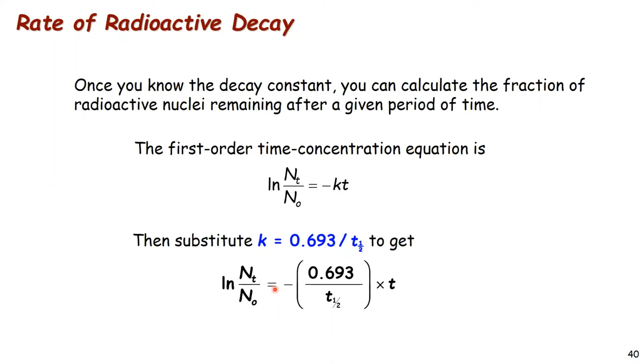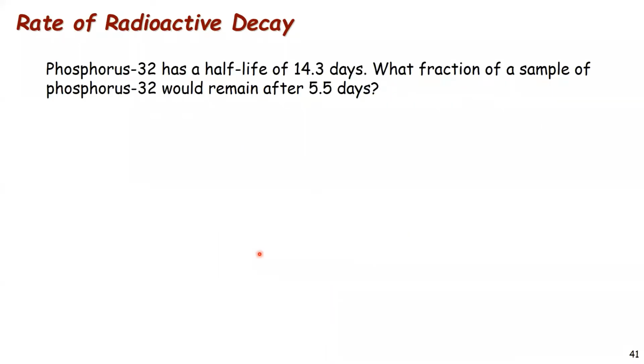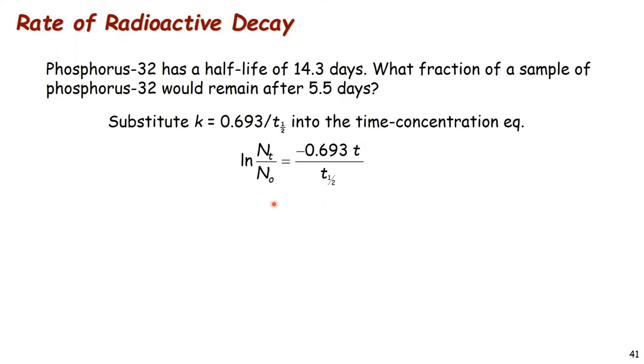And now we could easily find the ratio that's left after a given amount of time, if we know the half-life. So phosphorus-32 has a half-life of 14.3 days. What fraction of a sample of phosphorus-32 would remain after 5.5 days? Well, since it's radioactive decay, we know that it's going to be the time-concentration equation for radioactive decay.